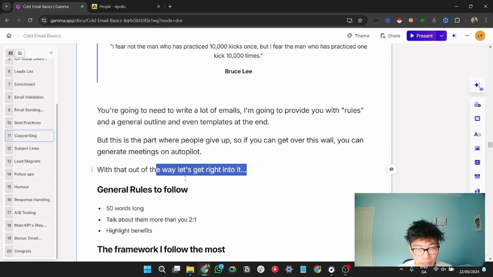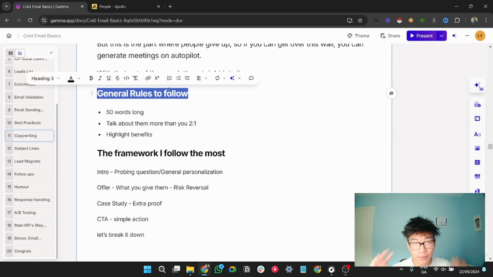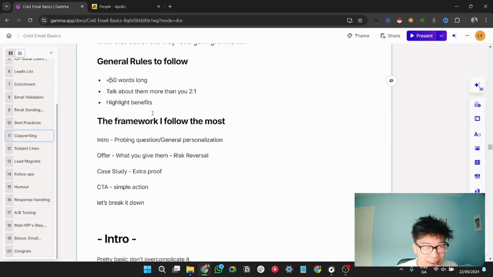So with that out of the way, let's get right into it. The general rules of thumb to follow: 50 words long. If you can do sub 50 words, ideal.